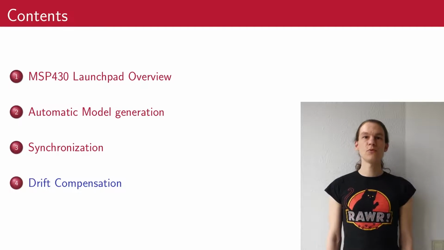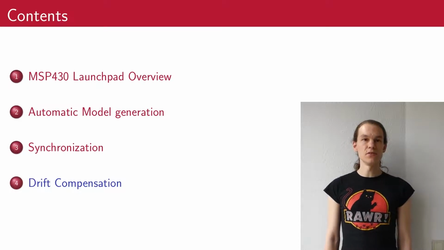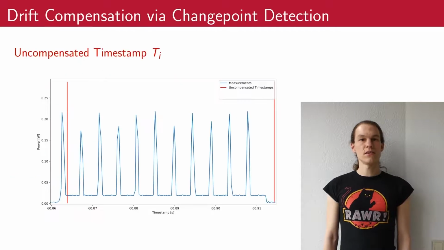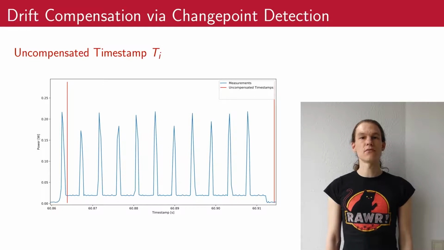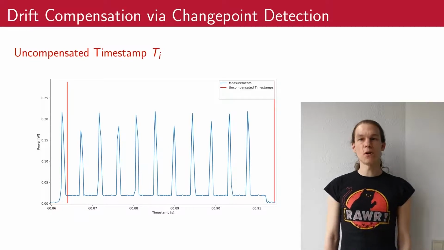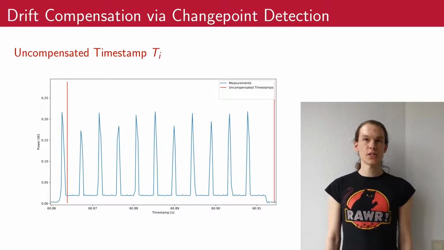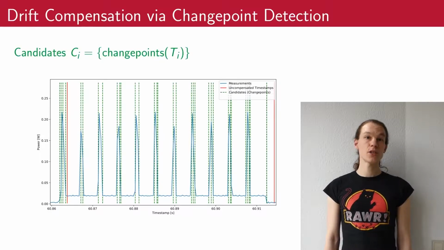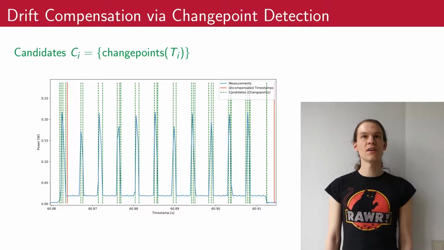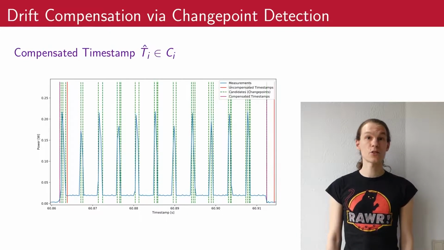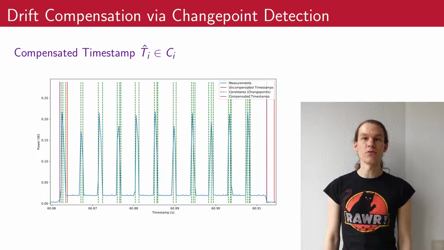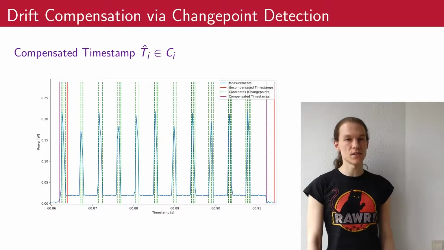To overcome this, we also developed a simple drift compensation algorithm. The basic idea here is that, given our uncompensated timestamps calculated from the CPU timer, we assume that most benchmark events correspond to observable changes in the device's energy consumption. So we use a change point detection algorithm to detect these change points in the observed energy consumption, and now only need to determine the correct change point which corresponds to the actual or compensated event timestamp.